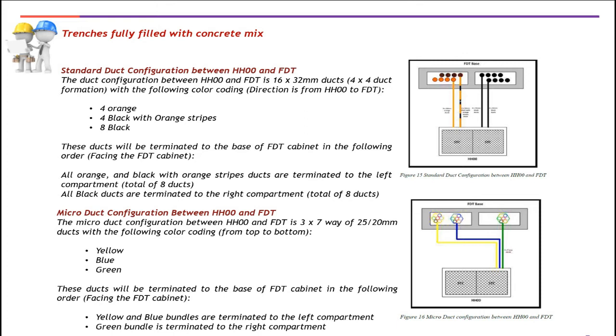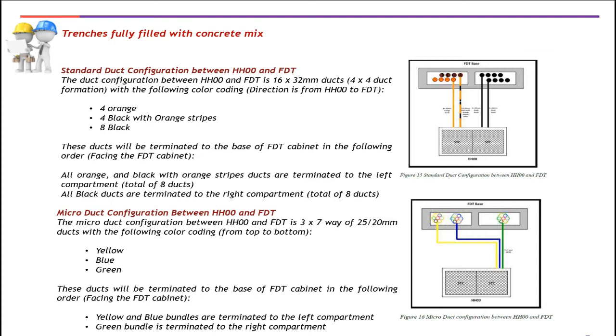All right? So let's move on to the standard duct configuration between the handhole and FDT. A 4x4 configuration of 16-way 32 mm must be installed between the handhole and the base pad. Always take note that all the pipes with the stripe must be installed on the left side of the base pad, as shown in the picture on your upper right side. Then the remaining pipes, which are the black pipes, must be installed on the right side of the base pad.